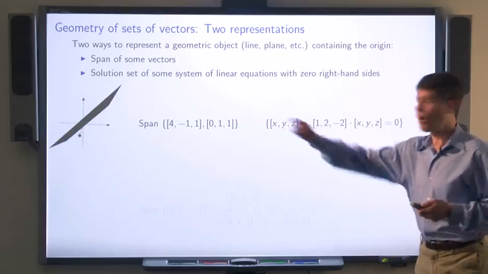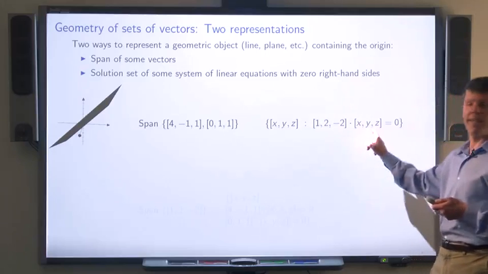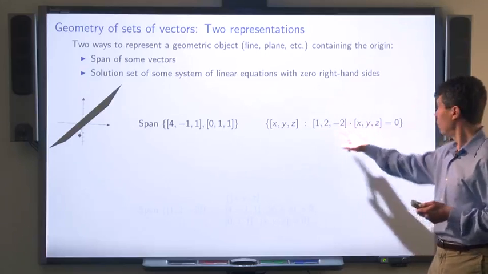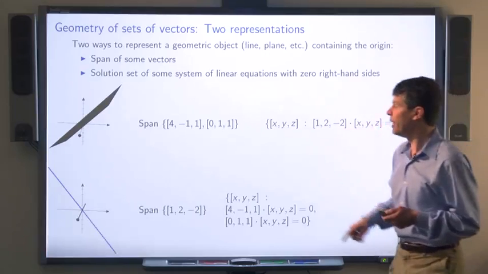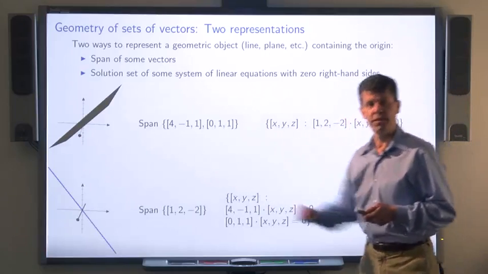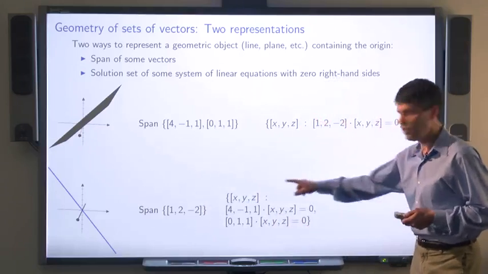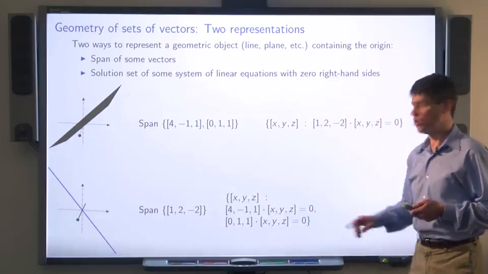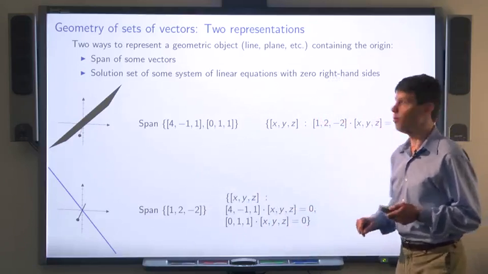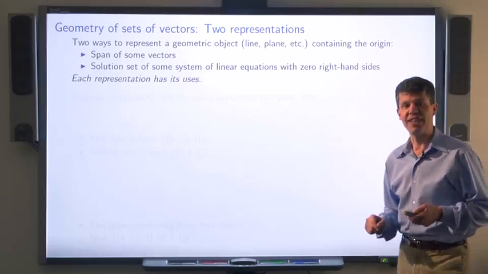So here's a plane represented as the span of 2 vectors, and the same plane represented as the solution set to this linear equation with the right-hand side equal to 0. Here's an example of a line, and this line can be represented as the span of this single vector or as the solution set of these 2 linear equations with right-hand side equal to 0. Each of these representations has its uses.